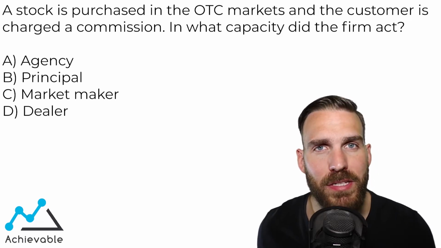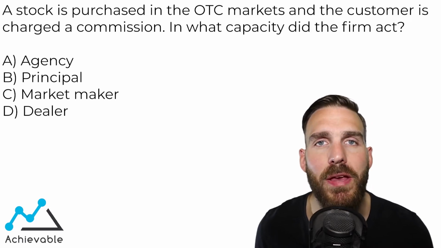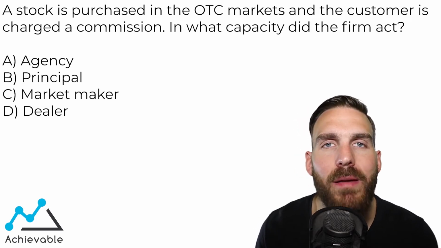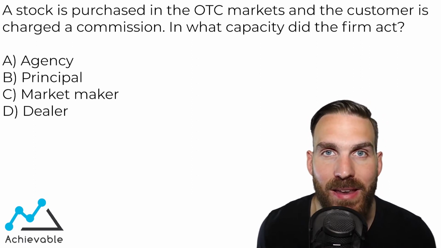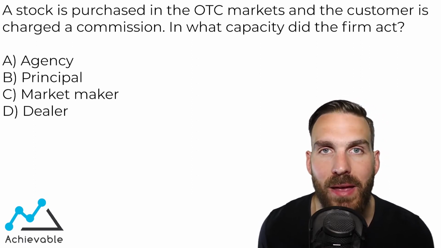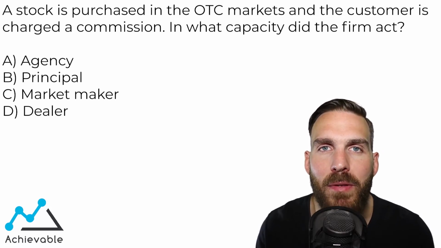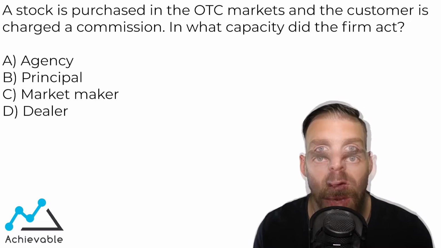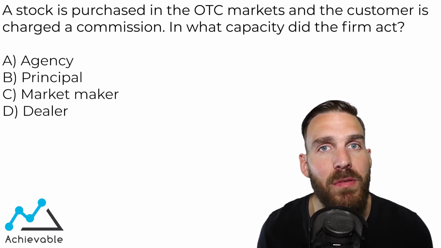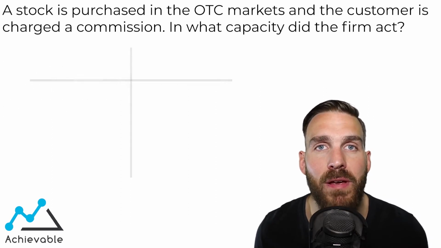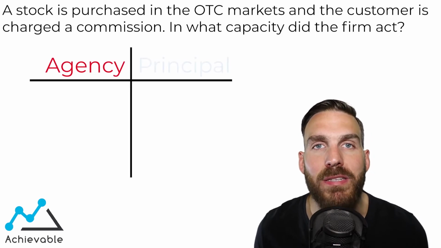So we have a customer that buys a stock in the OTC markets and is charged a commission. And the question is, what capacity did the financial firm that was working with the customer act in to give him those shares of stock? A big aspect of FINRA exams is understanding the vocabulary that we use in finance. When you buy or sell a security, the financial firm that will help you do that will act in one of two different capacities, either an agency capacity or a principal capacity.